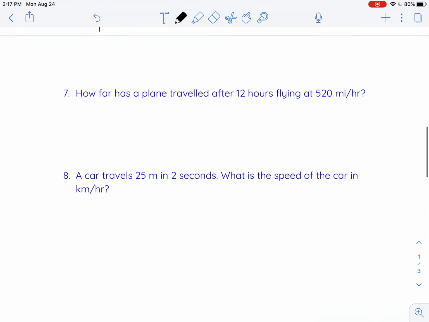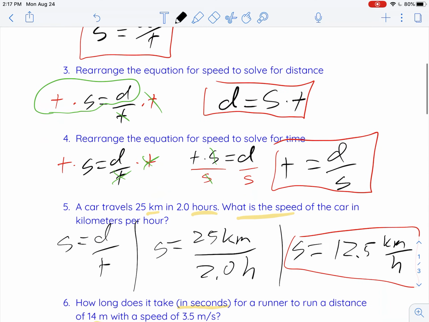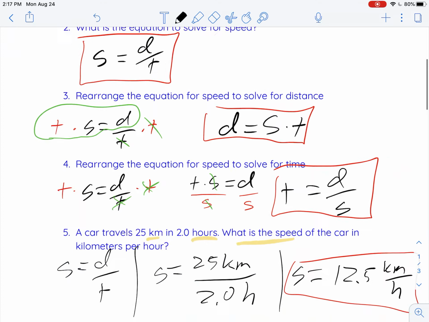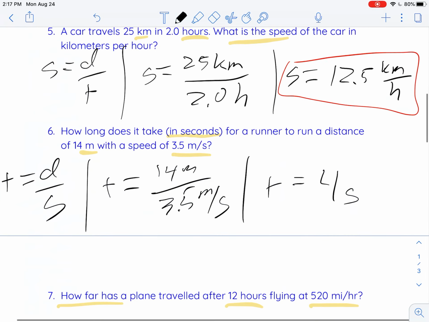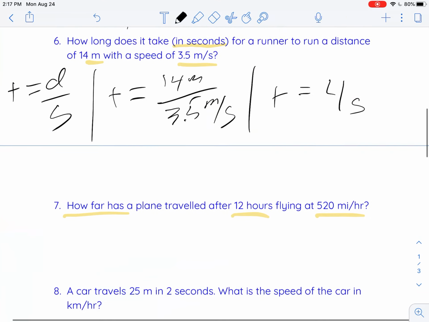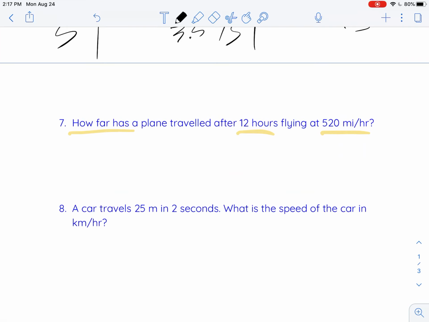All right, number 7, how far has a plane traveled after 12 hours flying at 520 miles an hour? So I'm looking for how far, a distance, when I'm given a time of 12 hours and a speed of 520 miles an hour. Given that I'm looking for distance, I can scroll back up here and say, look at this, distance is equal to speed times time. So here we go. Distance is equal to speed times time.